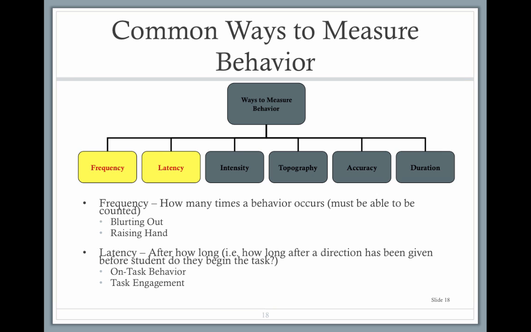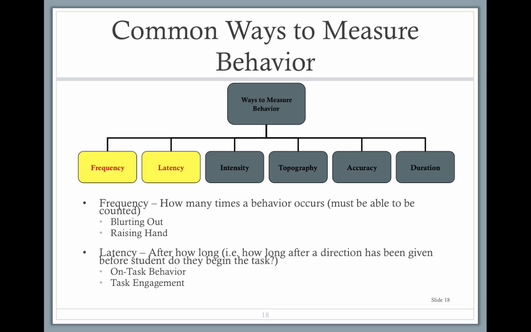Frequency is a good way to measure behavior that can be easily counted. For example, how many times a student blurts out or raises their hand are examples of behavior that can be measured with frequency. Behaviors measured in this way must have a very clear starting and stopping point. Other examples of behavior that can be measured with frequency include how many times a student is out of their seat or how many times they are late to class.